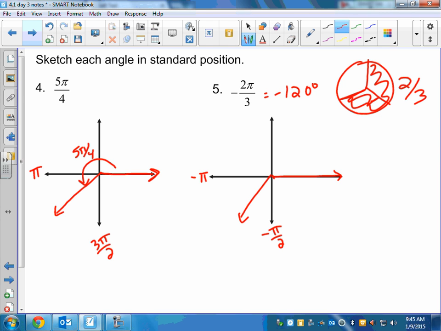Again, I'm going to be lenient on this, but I would like to think that your terminal ray is going to be closer to this axis than this axis. And I need to show the direction is negative 2 pi thirds. How do you feel about that? Not the worst thing in the world.